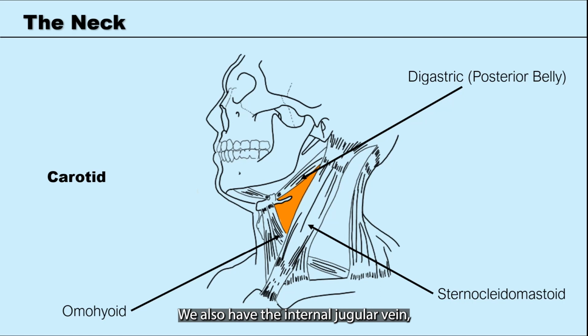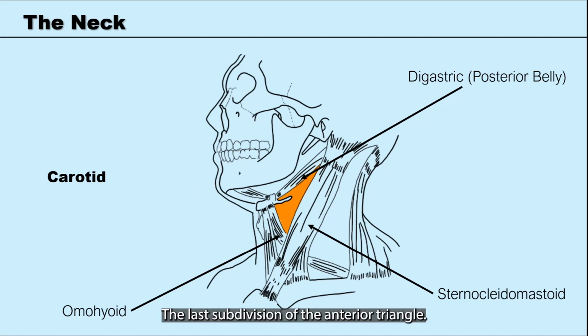We also have the internal jugular vein, which runs alongside the carotid artery. The carotid artery and internal jugular vein sit inside a sheath formed by some fascia called the carotid sheath. In this sheath, we also have the super important nerve from the autonomic nervous system, the vagus nerve. This nerve is very important for the regulation of heartbeat and the digestive system.